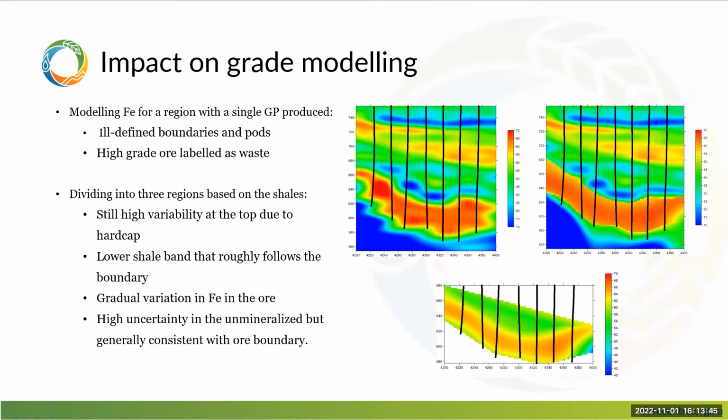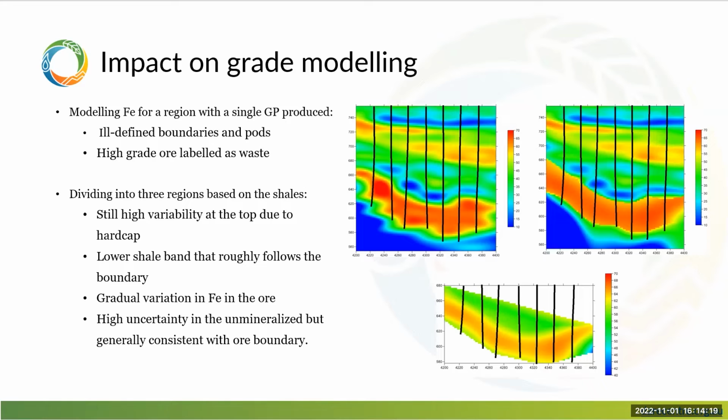Dividing the region into 3 areas based on those AS and NS shales I showed before gives this figure on the right. The top region still has a high variability due to the hard cap and alluvial sediments that are included up in this top region. However, this shale boundary here is starting to follow the boundary a bit better. The variability at the top causes the learning GP to decrease the region of influence of each data point. This effect is not seen when the GP learns only from the ore zone.